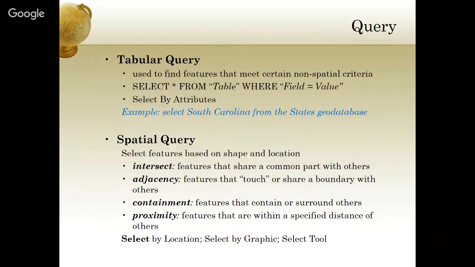A spatial query will also select some subset of your data, but here it's going to use locational information and relationships. So it's either going to select by intersections of things that overlap one another or share a common part, things that are adjacent or touch each other, proximity features that are within a distance, or containment, so things that are within the boundaries of another. So we'll use the select by location tool. You can also do things like select by a graphic, or use the select tool where you draw a region yourself.